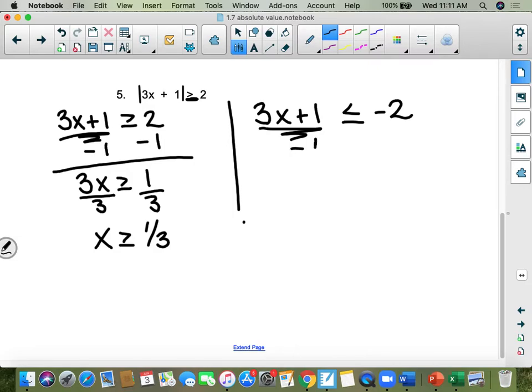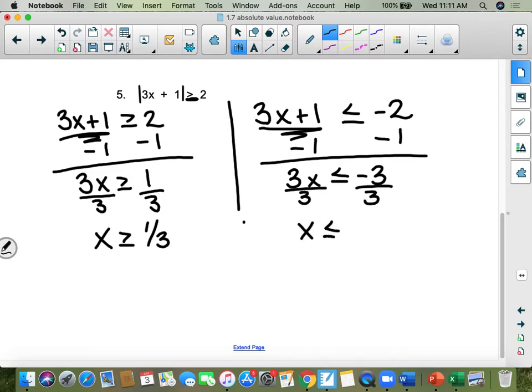I'm going to subtract 1 from both sides. I'm going to get 3x is less than or equal to a negative 3. I'm going to divide both sides by 3. X is less than or equal to, when I divided by a number, I divided it by a positive number. I do not have to switch my sign. A negative 3 divided by 3 is a negative 1.